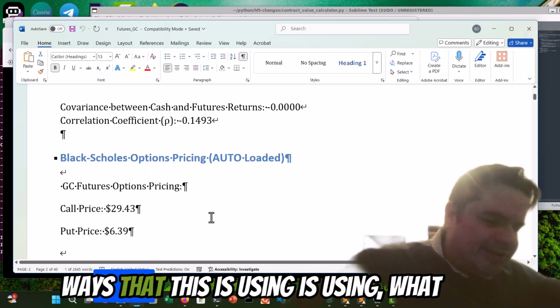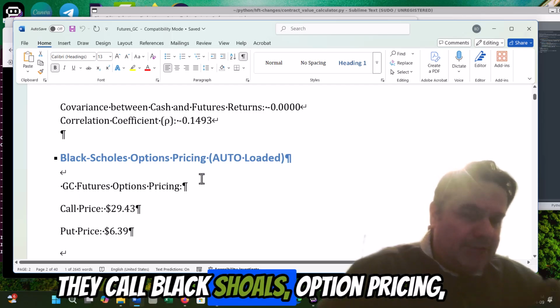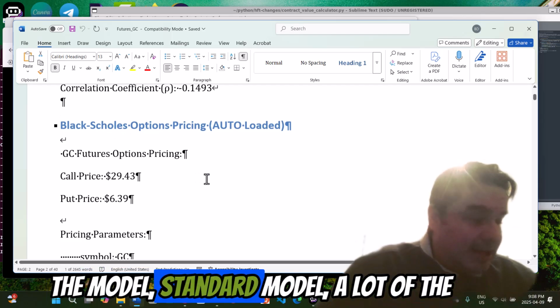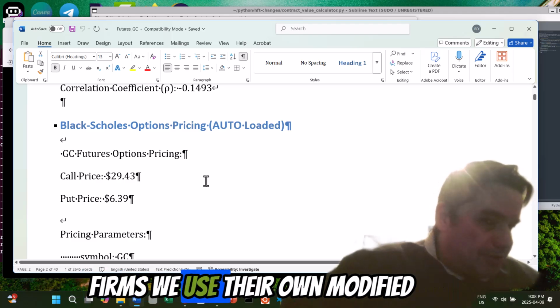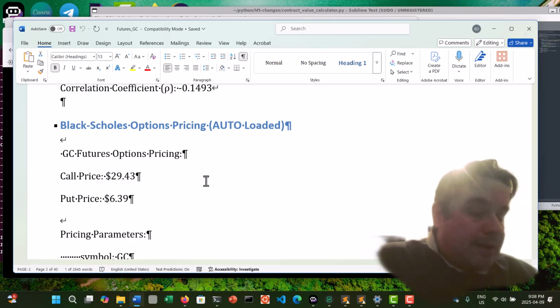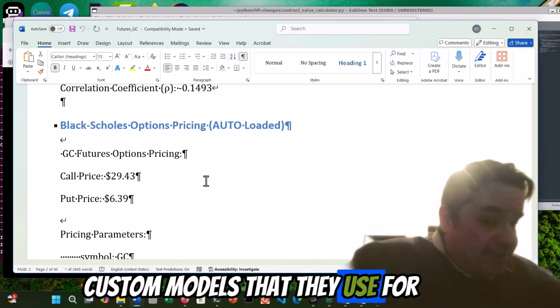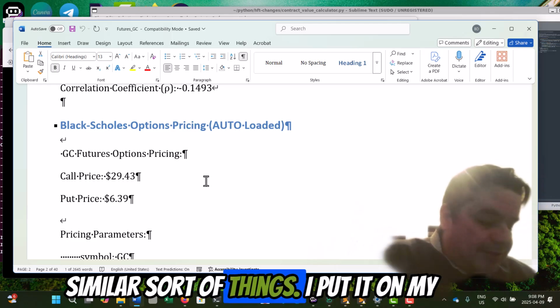One of the more popular ways is what they call Black-Scholes option pricing, the standard model. A lot of the firms will use their own modified version of this. They may even come up with their own custom model or series of custom models that they use for similar sort of things.